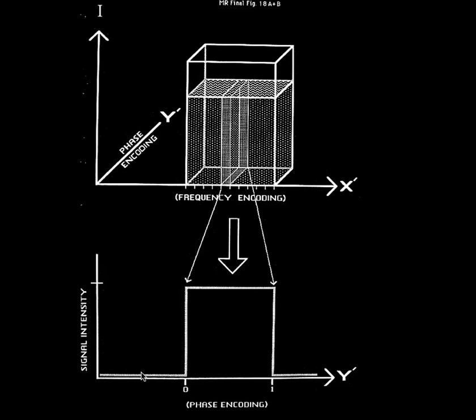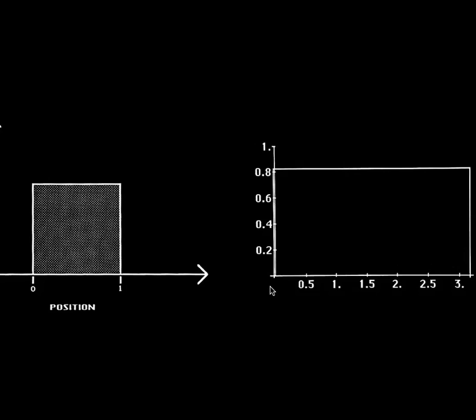So again, the signal outside the beaker should be 0 because there's no water outside of it. Inside the beaker, we should have a nice uniform high signal intensity all the way through the water. And this is then what it should plot like if we were using a mathematical formula. It should be a nice square wave.